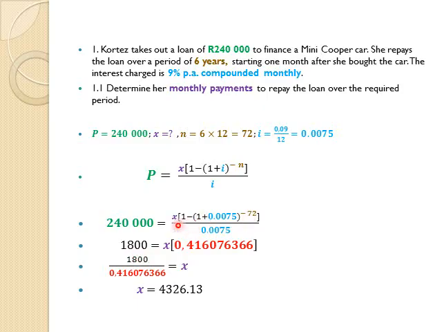Everything in the bracket: 1 minus 1.0075 to the negative 72 will give me 0.416076366. 1,800 divided by that, so the monthly payment on the car loan would be 4,326 rand 13 cents. That is what she would pay every month.